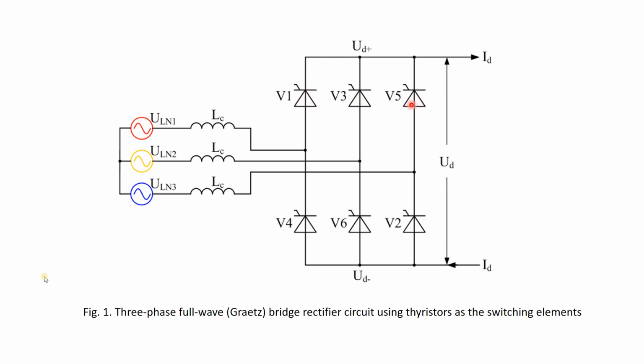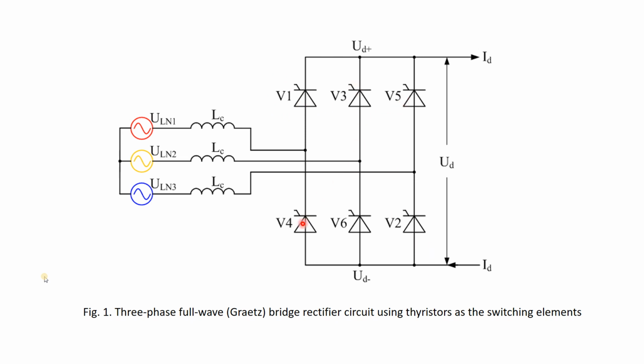You can see V1, V2, V3 are not side by side. V1 is over here, V2 is over here. Why V? V means the valve. A valve is nothing but a set of thyristors, because it is not possible with a single thyristor, depending upon the power rating, current rating, and voltage rating. So generally these are grouped as valves.